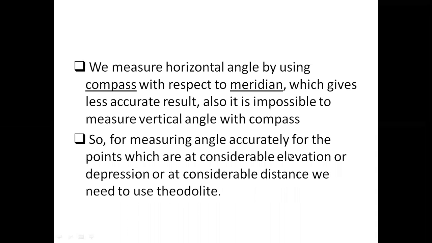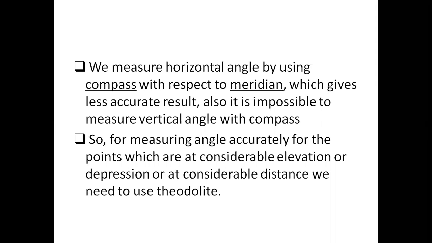Now this is what is given here in this slide also. We can measure the horizontal angle by using a compass with respect to the meridian. Meridian is the north pole, which gives a less accurate result. Also, it is impossible to measure the vertical angle with a compass. A compass cannot be used for the vertical angle, so we need to use the theodolite over there.